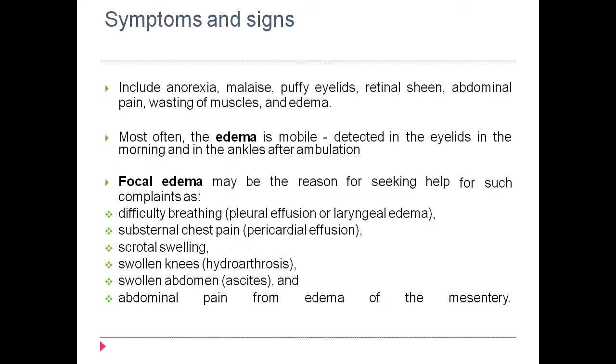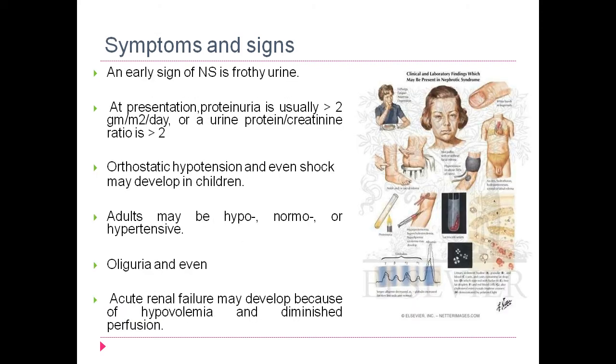So focal edema can be the reason for seeking help mostly. And there can be later on the complaint of difficulty in breathing, that is because of pleural effusion or laryngeal edema. There can be substernal chest pain, pericardial effusion, there can be scrotal swelling, swollen knees, swollen abdomen, abdominal pain from edema of the mesentery. Usually you can see frothy urine as an early sign of nephrotic syndrome.